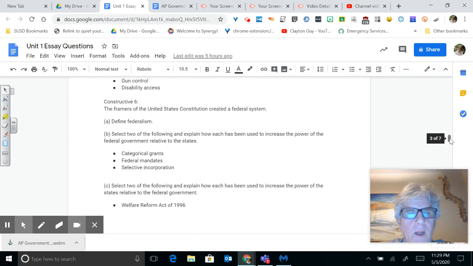And then selective incorporation increased the power of the federal government. This is where the Supreme Court basically incorporated the Bill of Rights, the freedom of speech, freedom of religion, freedom of press, right to bear arms, and applied it to the states. So these were originally "Congress shall make no law abridging freedom of speech," but then it was applied to the states. States could no longer make a law abridging the freedom of speech. So the selective incorporation of the Bill of Rights and the amendments to the states increased the power of the federal government and applied that to the states.